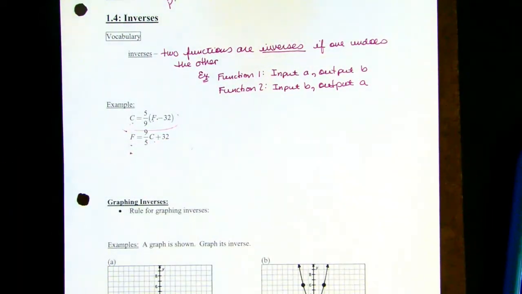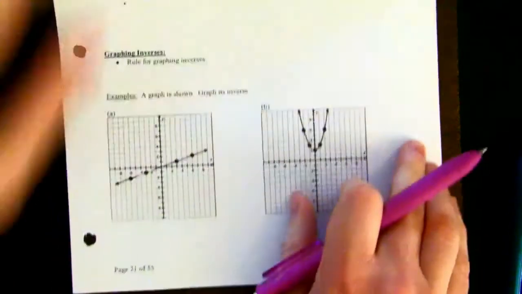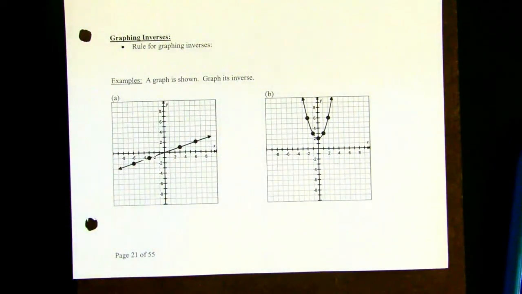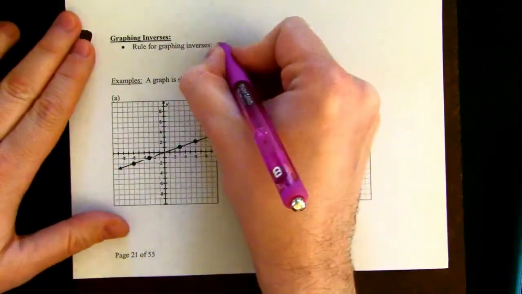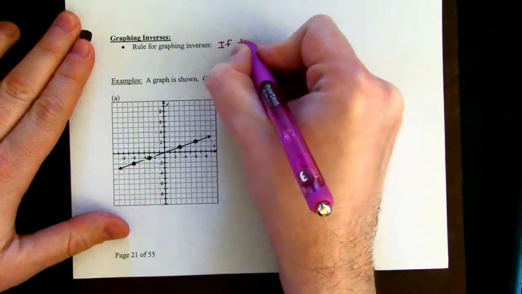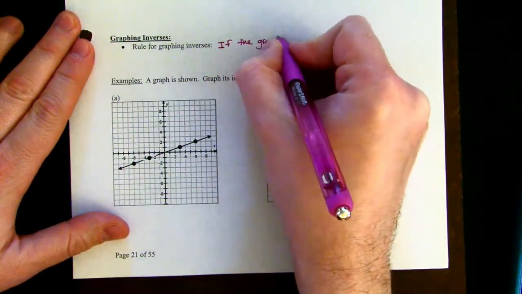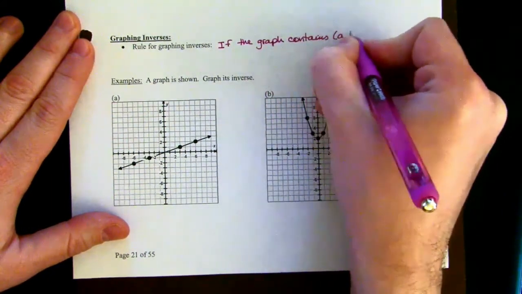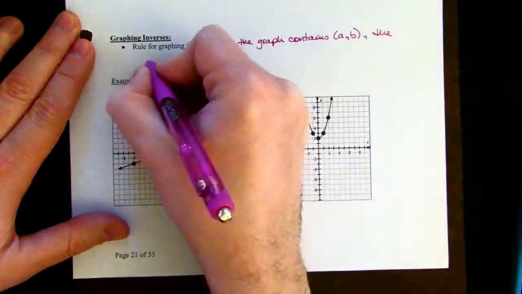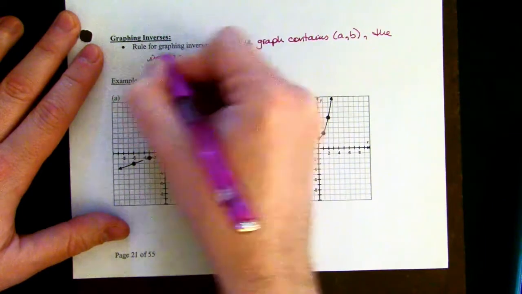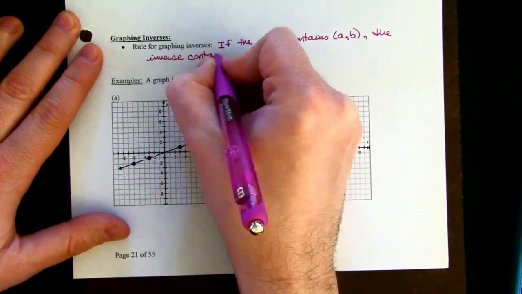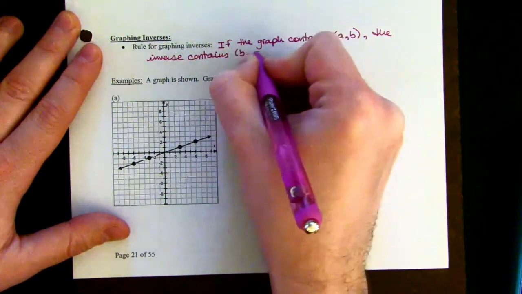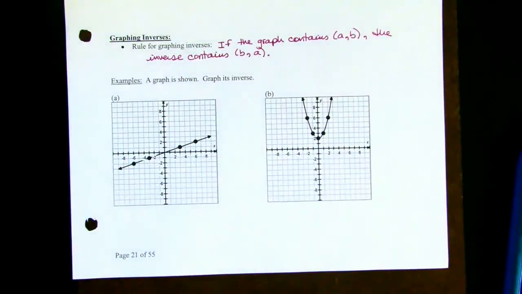There are two ways we're going to look at creating inverses. The first thing we're going to look at is how to take the graph of something and graph the inverse. Here's our rule. If the graph contains the point a comma b, the inverse contains b comma a. If the graph includes the point a comma b, then the inverse will include the point b comma a. Copy that down.